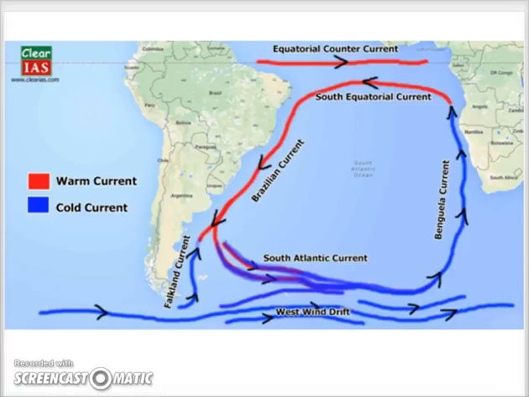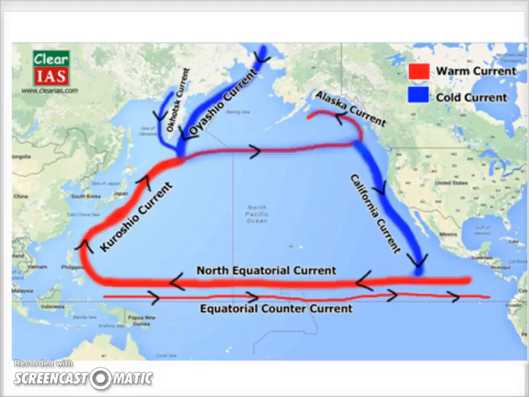We go over the Atlantic Ocean southern hemisphere last slide, so we're going to move on to the currents of the Pacific Ocean.